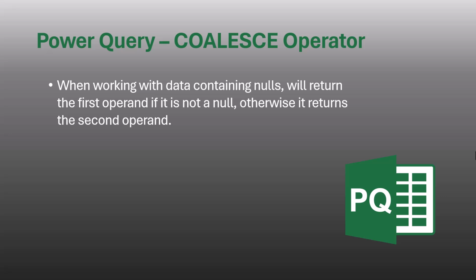It will return the first operand if it is not a null, otherwise it will return the second operand. And you're not limited to two operands, as we'll see in our examples. The COALESCE operator is represented by two question marks.